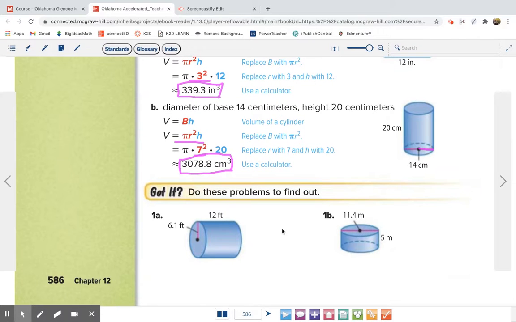So just try 1A. We won't worry about B. Try 1A. You're finding the volume of that cylinder, and then I will go over it with you.